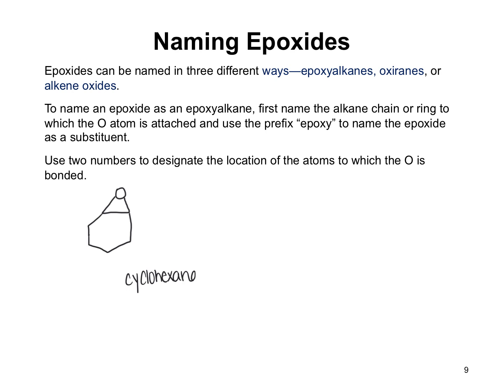And then where we have these 2 connections here, we number it as 1 and 2, and now we name it as 1,2-epoxycyclohexane.